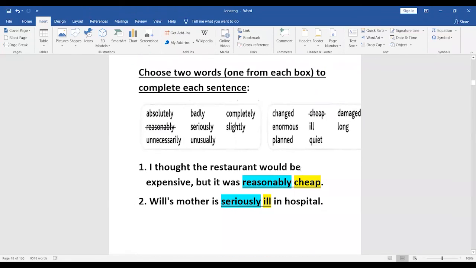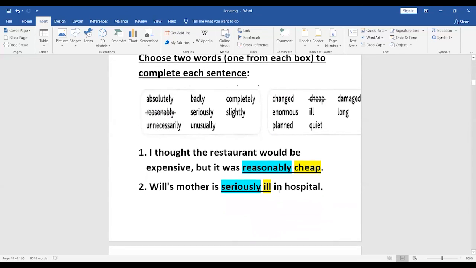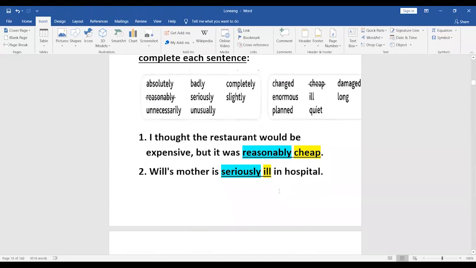Now the next exercise is you need to choose two words. There are two boxes. This is the first box, and it has all the adverbs in it. And this is the second box, which has the adjectives in it. We want you to choose one adverb and one adjective, and write them down in the dash. We have done everything for you. Nevertheless, I'm going to read two for you, and the others I want you to practice at home.